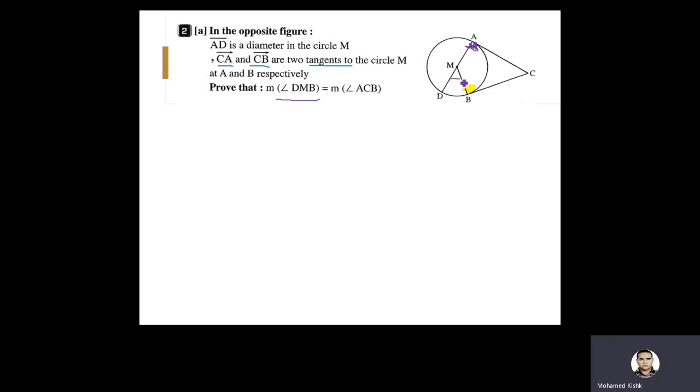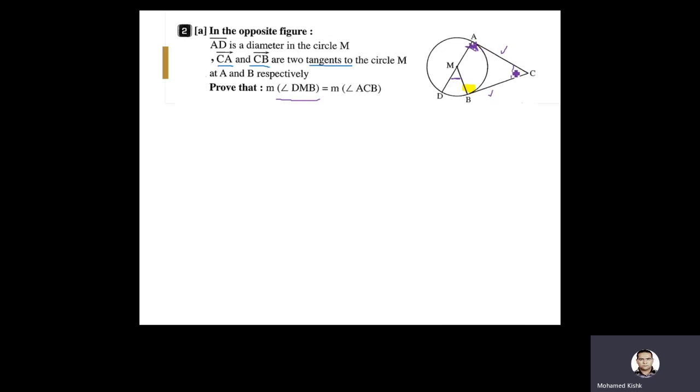Prove that angle DMB, this angle, is equal to angle ACB, this angle. Let's start to prove. We have AC is tangent and BC is tangent also, so we have measure angle A and measure angle B are 90 and 90. And the figure ACBM is a quadrilateral. That means the sum of interior angles equals 360.